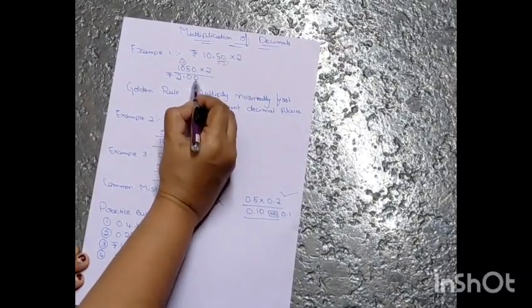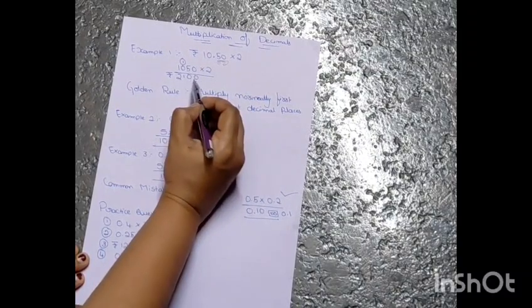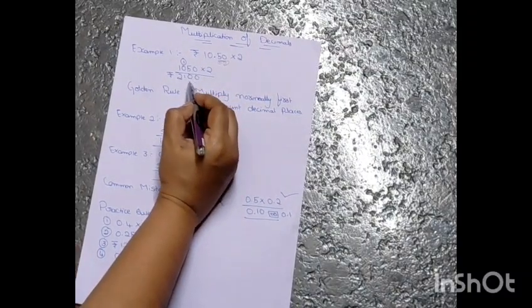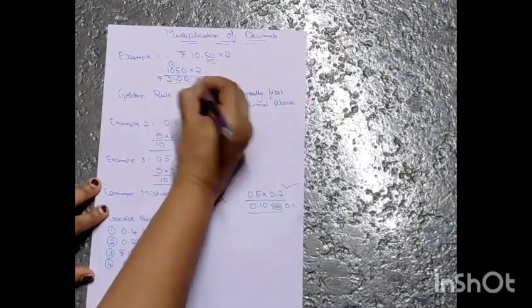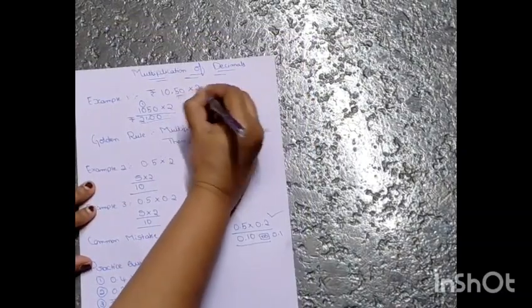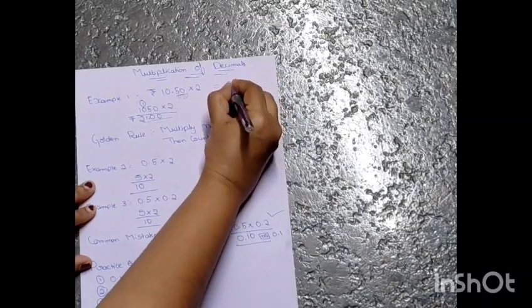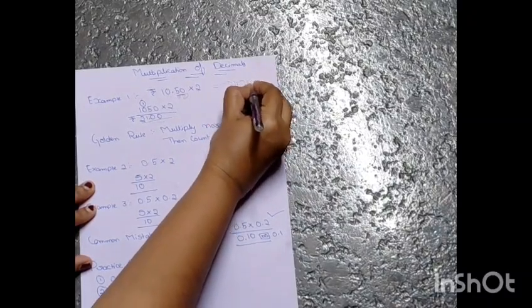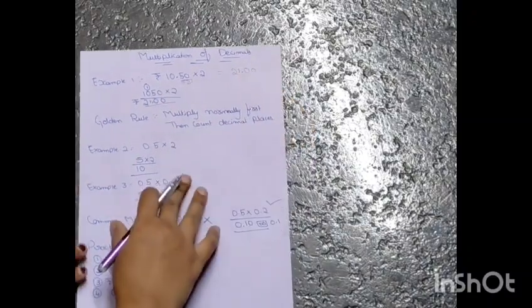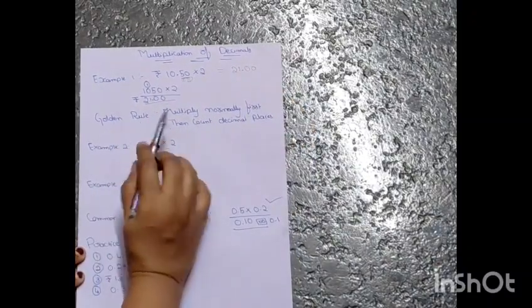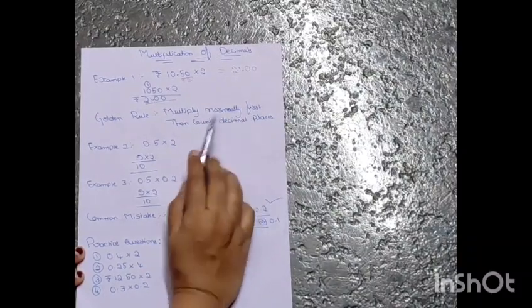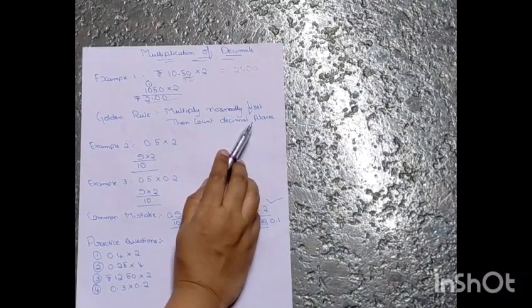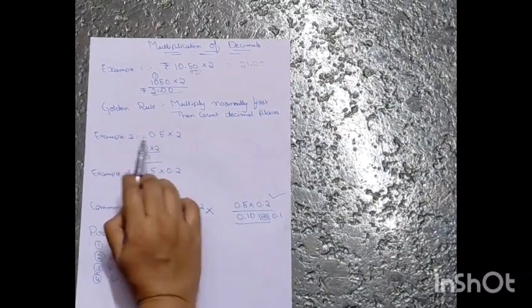Now you count from this side for multiplication. 1, 2. What is the answer now? Where do we have to put the dot? After 2 places. So what is the answer for rupees 10.50 into 2? 21.00 is the answer. I hope everyone follows this golden rule for multiplication: multiply normally first, then count the decimal places.